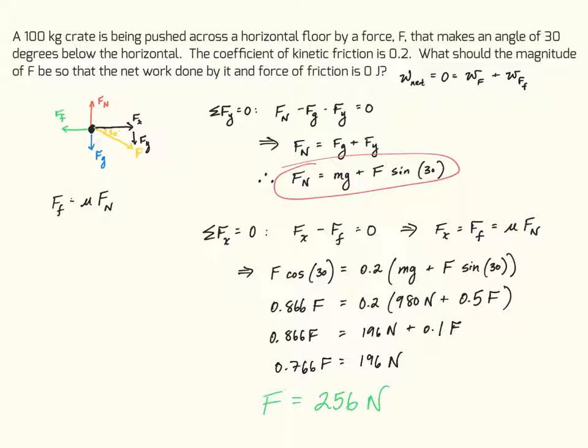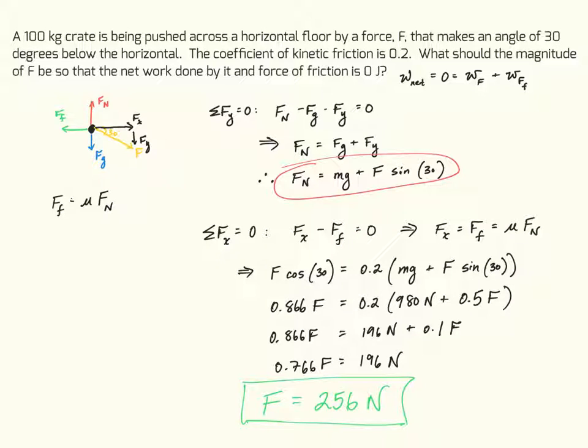256 newtons. Okay, so the big key in this problem was understanding that because our net work was 0, there's no acceleration in our x direction, and that's why we were able to simply say that Fx was equal to Ff, because these two forces needed to sum to 0.